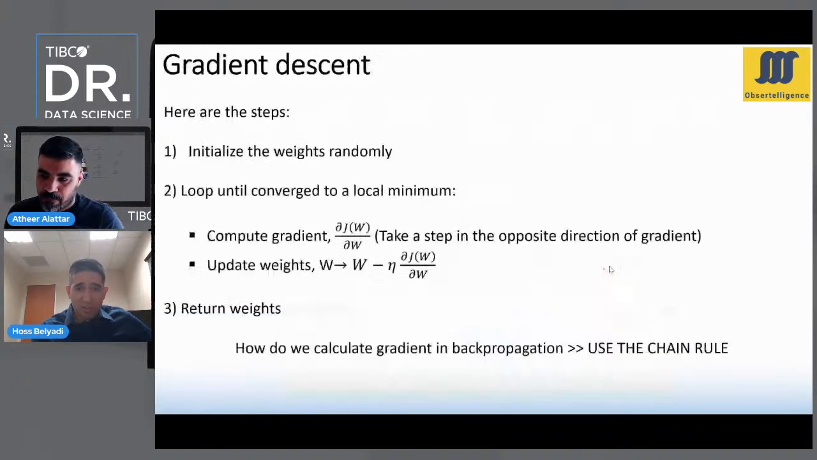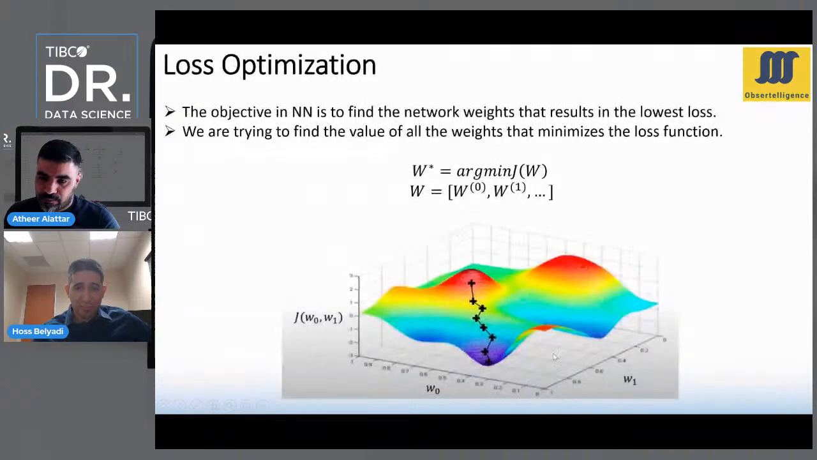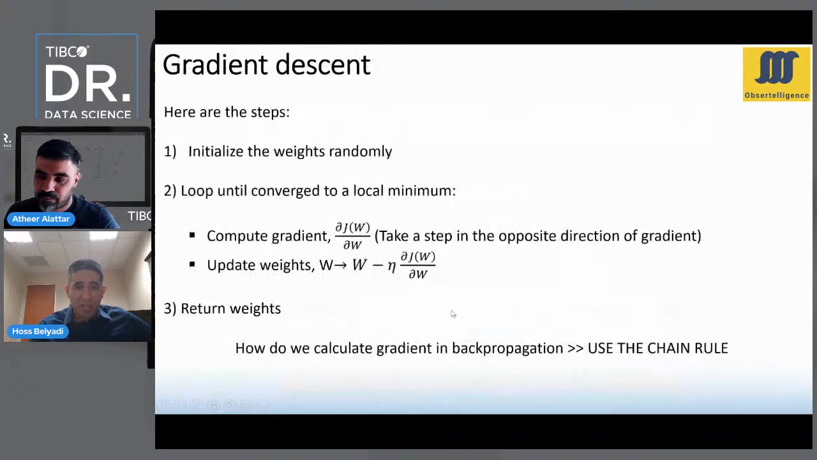So the thing is, you initialize the weights randomly, then you loop until you converge to a local minimum, and basically you compute your gradient, which is the gradient of the weights with respect to those weights that I showed you. Then you take a step in the opposite direction of the gradient and update the weights. This is your eta, which is your learning rate, and you're going down until that loss function is minimized, right?